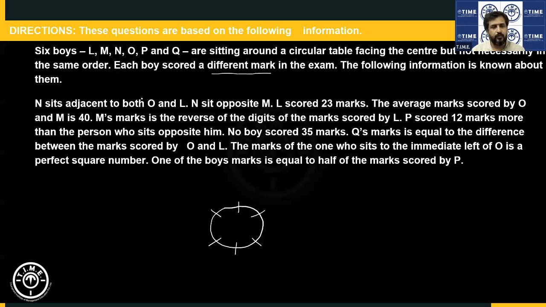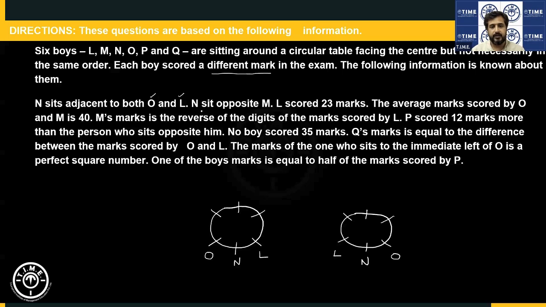N sits adjacent to both O and L. But here it leads to 2 cases. It is not mentioned who is to the immediate left of N and who is to the immediate right of N among O and L. So in one case, O is the immediate left of N and L is the immediate right of N. And the second case is, with 1, 2, 3, 4, 5, 6 people, N is here and L sits to the immediate left of N and O sits to the immediate right of N. So these are the 2 cases that we have.